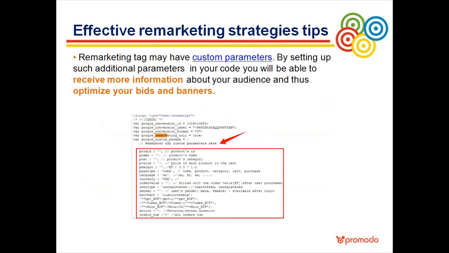If you don't mind going a little bit advanced in remarketing, you can make use of custom parameters of the remarketing tag. If you set them up in your code, you will be able to receive more information about your audience, and thus you will be able to segment the audience more and optimize your bids and banners. So this is how custom parameters of the website code for remarketing may look like. This is from an online store.